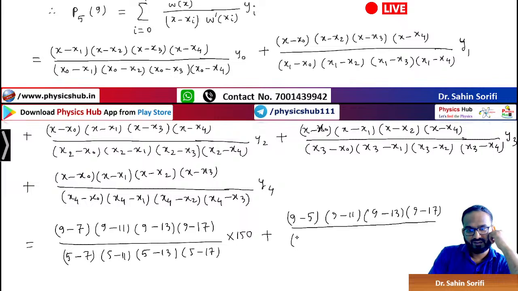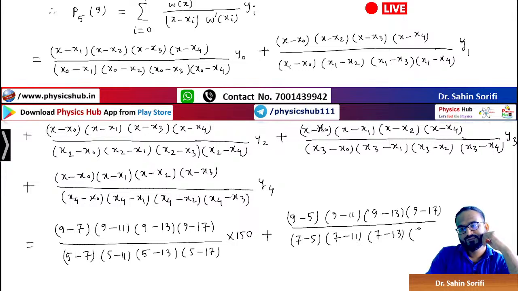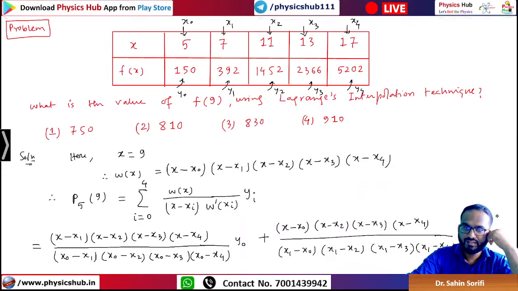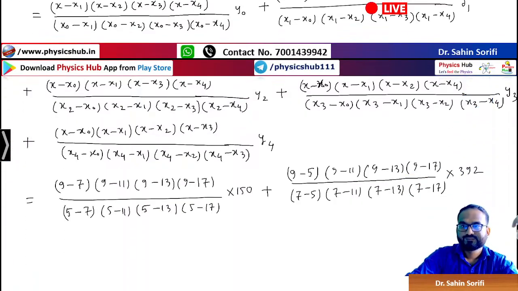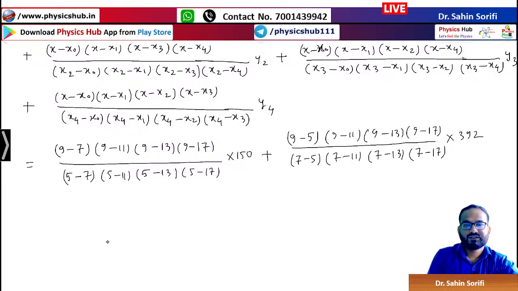x1 is now 7, 7 minus 5, 7 minus 11, 7 minus 13, 7 minus 17. The value of y1 is 392. I am right. Let's write y2, after 7, okay, x is 9, 9 minus 5, 9 minus 7.